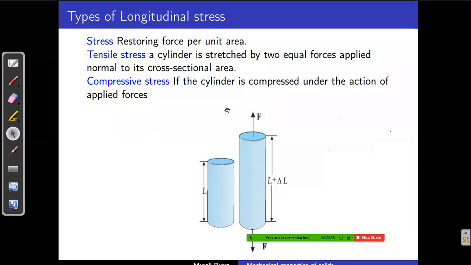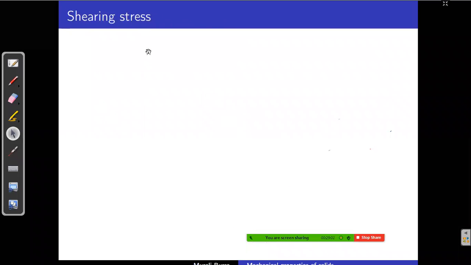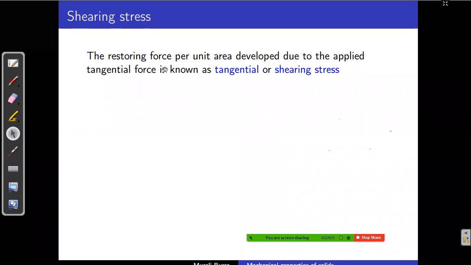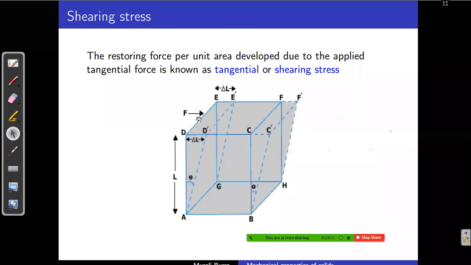If I am not applying force lengthwise, if I change my direction of force, okay, then what kind of stress will we have? That is shearing stress or tangential stress. So here also the restoring force is developed due to the applied tangential force only. Tangential force means this is a block, and I am applying force in this direction. Here it is not changing, only the upper part has force applied. Here the object has changed its shape.